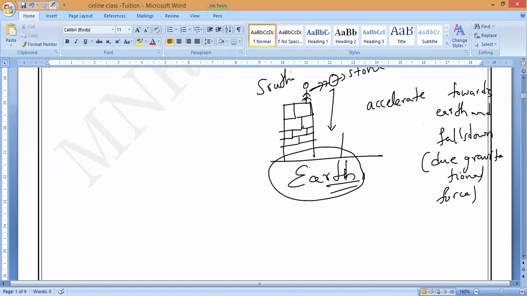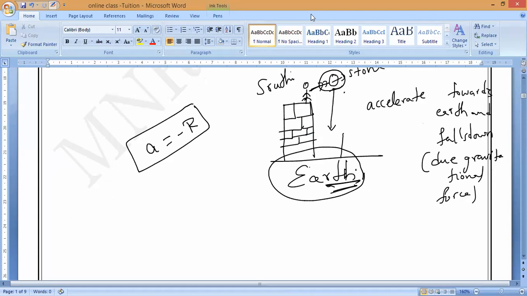We will see that. If Newton's third law is the same, every action has an equal and opposite reaction. The Earth is exerting some force on the stone, then the stone is also exerting the same force on the Earth. But the Earth is not moving towards the stone.